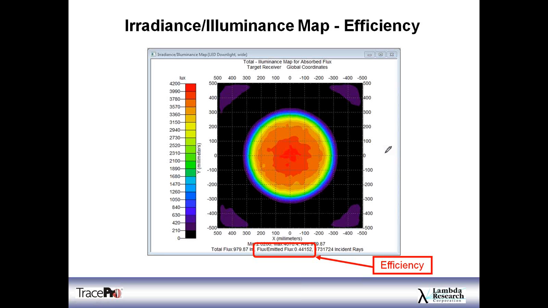The irradiance map can also show you an efficiency value. The default setting here is it will show you flux divided by emitted flux. So it's the flux received on this target divided by the total flux emitted by your sources. In this case there was 7 LEDs, so it's the flux from all of those LEDs. And we see here we're looking at about 44% efficiency for this luminaire.